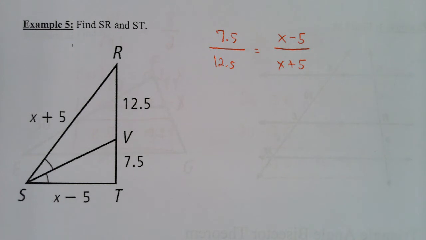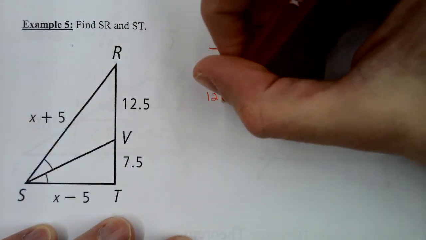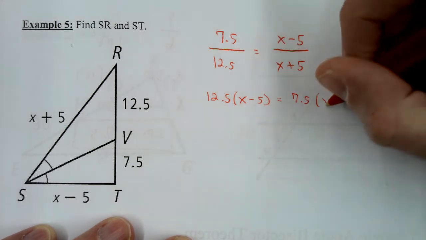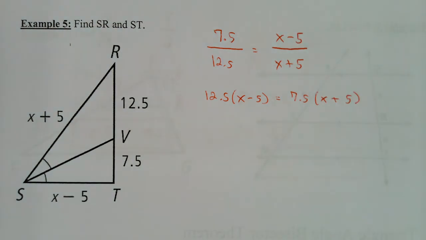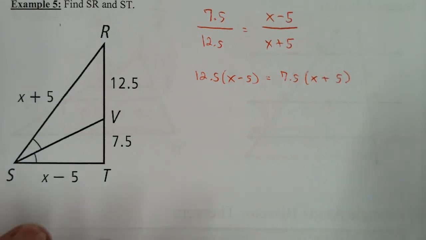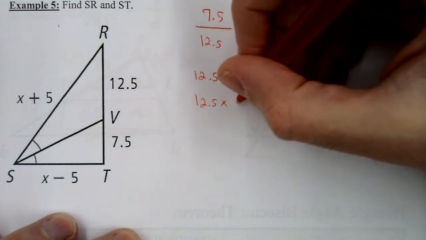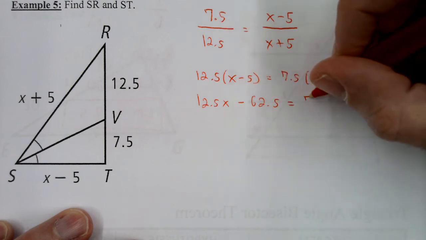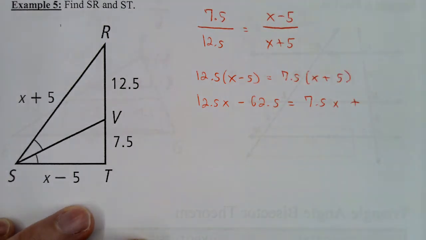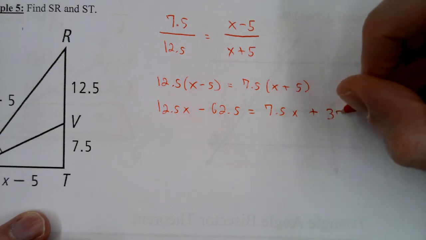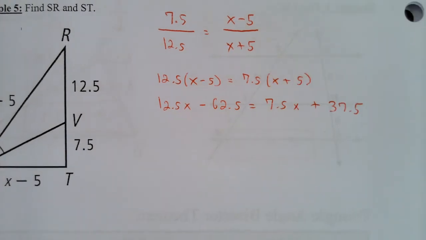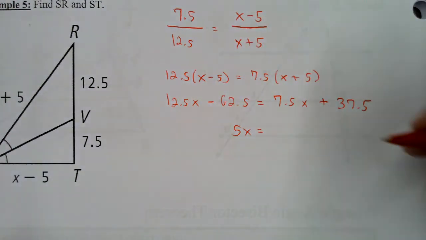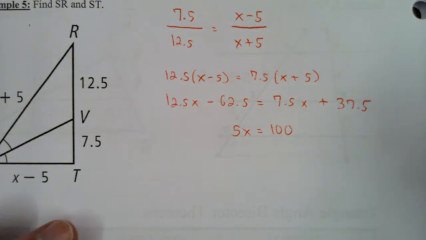Now, cross multiply. 12.5 times x minus 5 equals 7.5 times x plus 5. Distribute and solve for x. 12.5x minus 62.5 equals 7.5x plus 37.5. Subtract 7.5x on each side, and then add 62.5 to each side. You get 5x equals 100, and you get x equals 20.